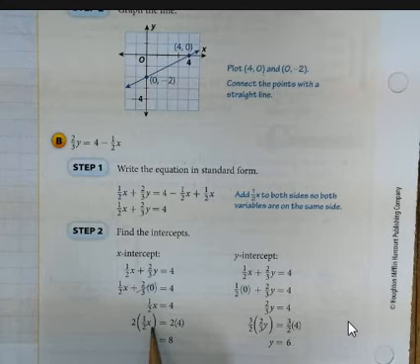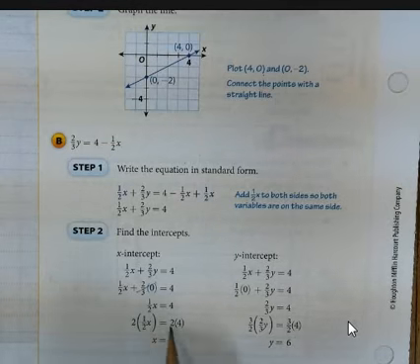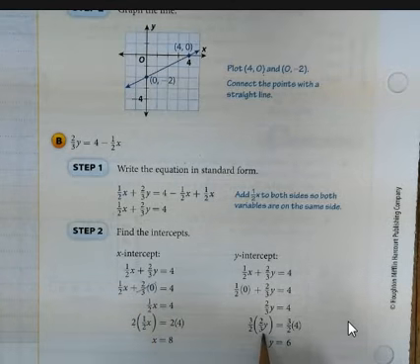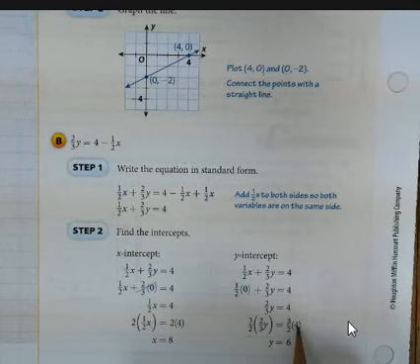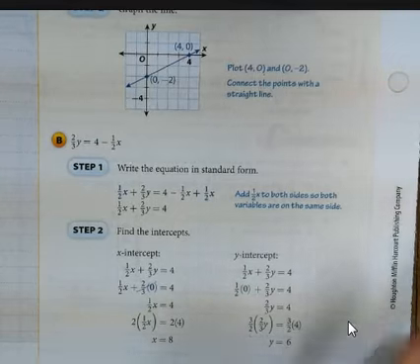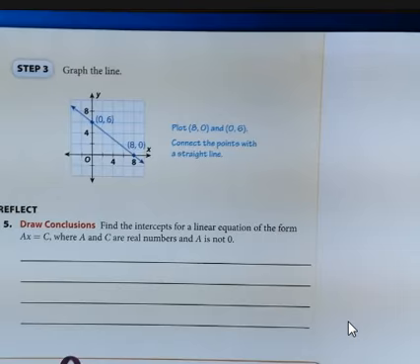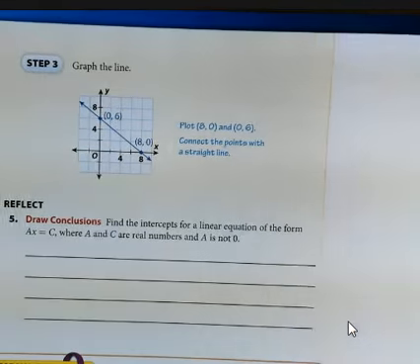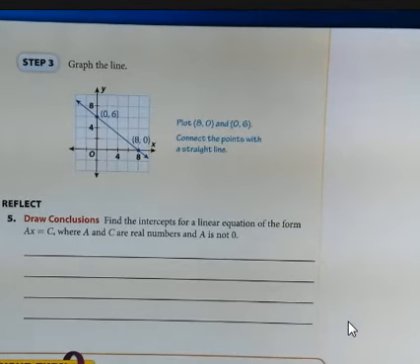Okay, in order to get your y by itself on this side, the reciprocal of 2/3 is 3 over 2, and that's what you'll be multiplying. So 3 times 4 is 12, divided by 2 gives you 6. All right. When you go on to the actual graph of it, you see that it looks just like that. You're just plotting those points. All right. So in that reflect question, it's asking you to find the intercepts for a linear equation of the form ax equals c, where a and c are real numbers and a is not equal to 0.